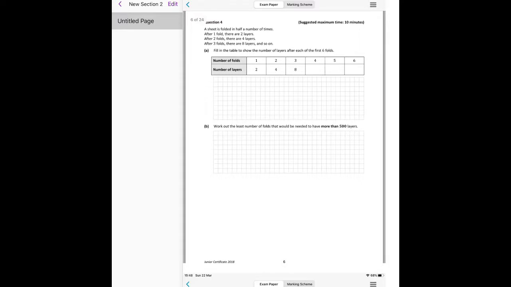Okay, final question of the day. A sheet is folded in half a number of times. After one fold, there are 2 layers. After 2 folds, there are 4 layers. After 3 folds, there are 8 layers, and so on.